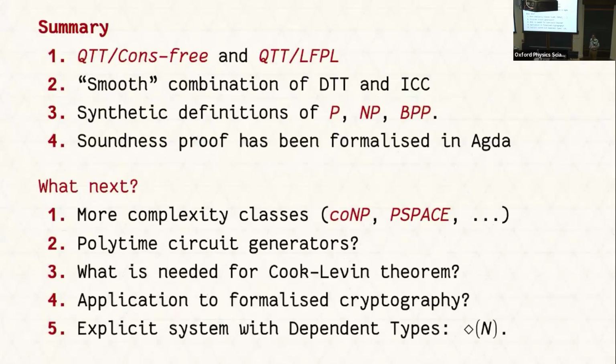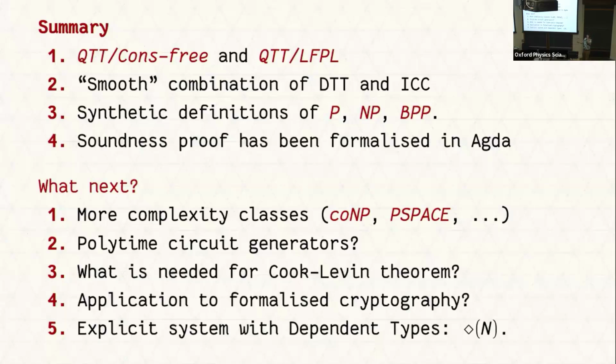Okay, this is the end. So I've shown you possibly some way of doing complexity theory within type theory, by using the dependent type theory to do the semantic parts, like what is a problem, how do we solve problems, and how do we reason about them, and then linear types to actually control the complexity. So I've given two systems, this cons-free one and the MFPL one, and I claim it's a kind of smooth combination of dependent type theory and implicit computational complexity. So there are other ways of doing this. This is a relatively smooth one. And I think the nice thing is these synthetic definitions of different complexity classes.